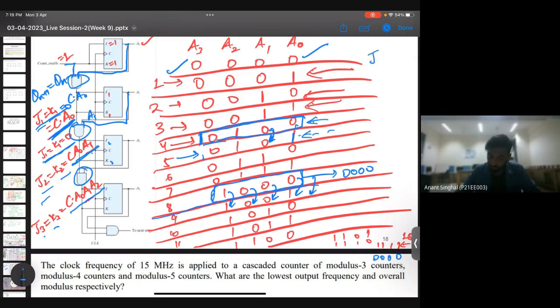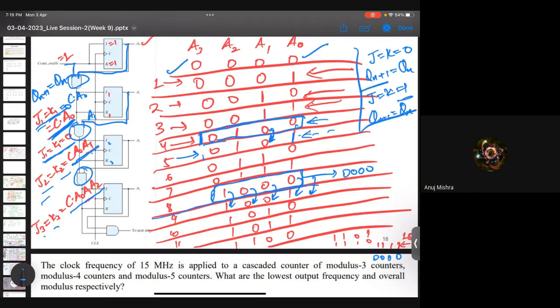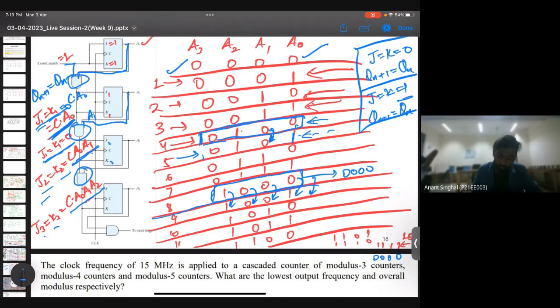You know this, right? When J and K both are 0, Qn+1 will be Qn, and when J and K both are 1, Qn+1 will be Qn bar. It will toggle. So here also it will be 0. J2 and K2 will be 0 since A0 is 0. Since it is 0, we'll write the same bit, Qn. And the same is the case with this.